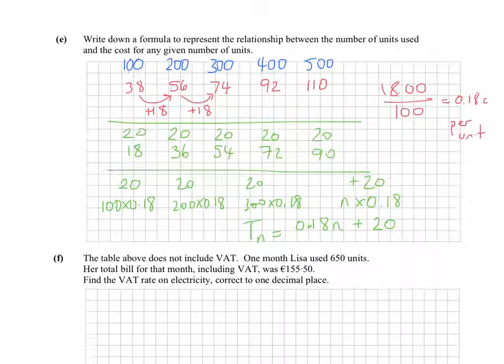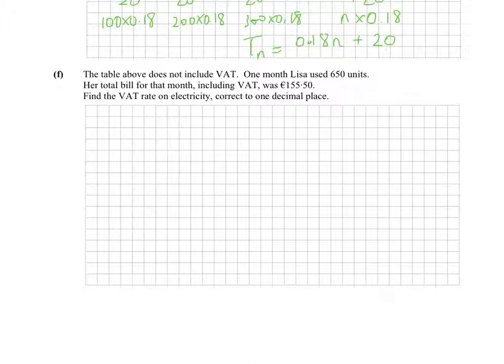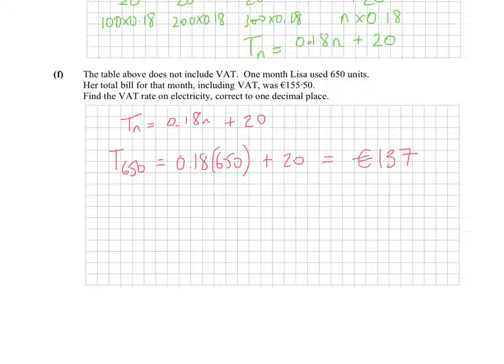Now moving on to part F, we're going to use that formula. We have our Tn expression, and we're told in one particular month she used 650 units. So T650 is going to be 0.18 lots of 650 plus the 20. Now, when you work that out on the calculator, 137 euros.